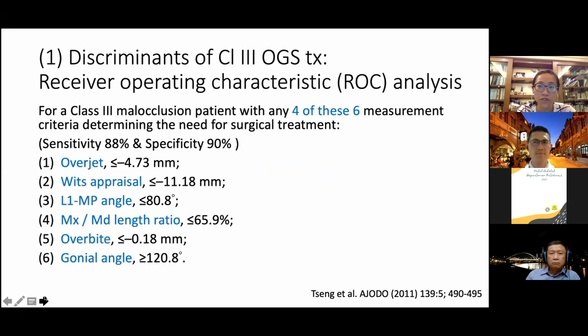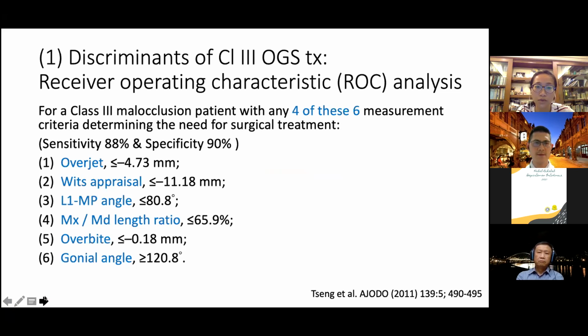And we go through some determinants of class 3 OGS. From the literature in 2011, Dr. Zheng did a receiver operating characteristics analysis. For class 3 malocclusion patients, fitting 4 out of 6 measures determines the need for OGS, including first, overjet less than 4.73 millimeters.